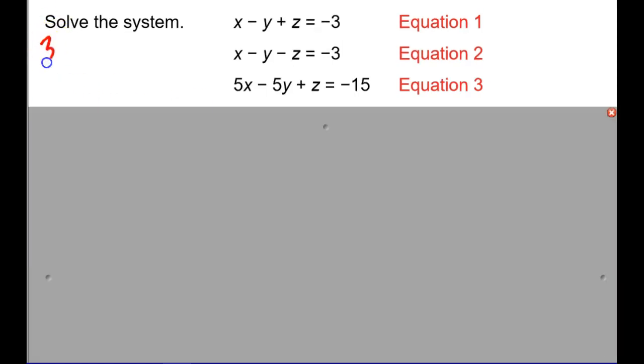So now this is example number 3. Let's look at this one. I've got x, y, z equals constant, x, y, z equals constant, x, y, z equals constant. Great. So now let's start and go from there.